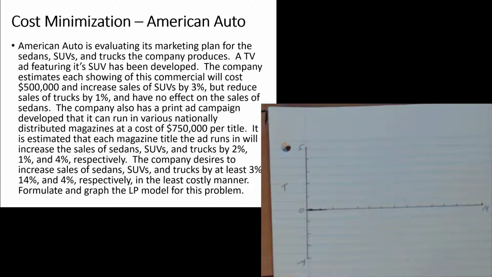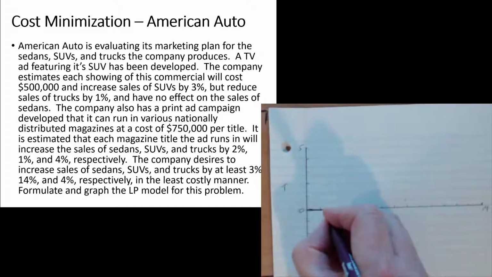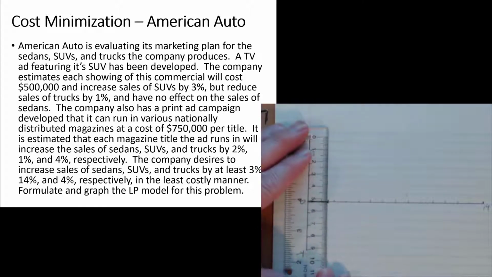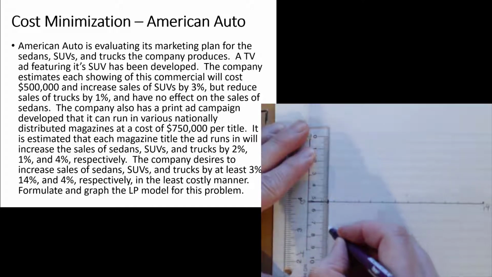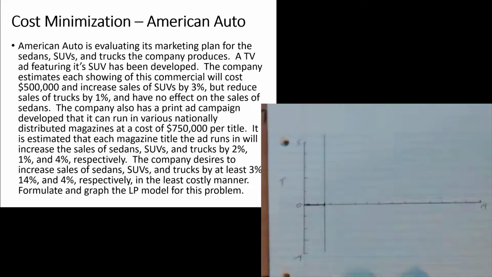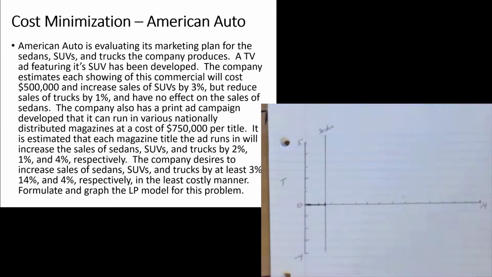So I'm going to draw out my intercepts or my lines. Sedan is P equal to 1.5, which means it pretty much goes there. And it goes up and down, because it doesn't matter. The number of T, the number of television ads we run, doesn't change anything. It's just straight up and down, and I'll label that my sedan.